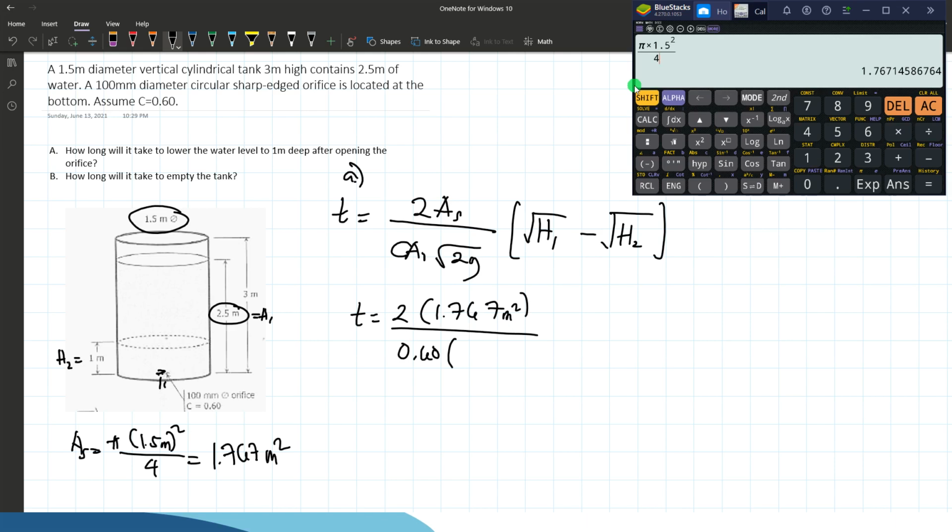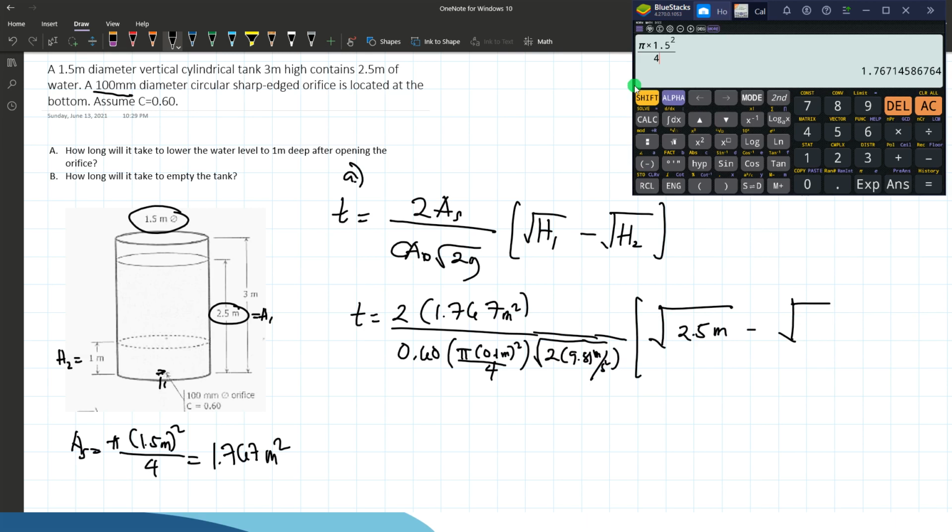Okay. So Ao is the area of the orifice. We have a diameter of 100 mm, so we substitute that. That's 0.1 meter raised to 2 over 4, multiplied by the square root of 2g, 9.81 meters per second squared, times the square root of H1. H1 is 2.5 meters, minus the square root of 1 meter.